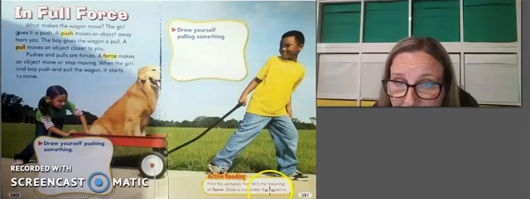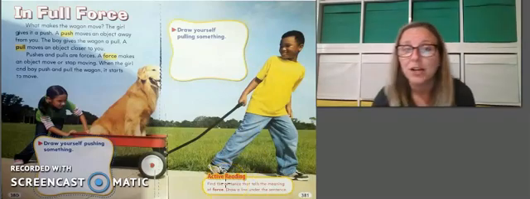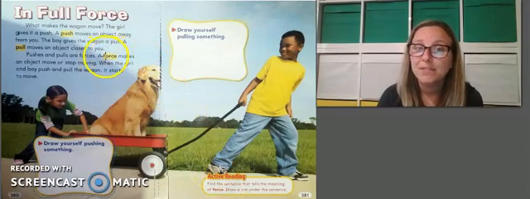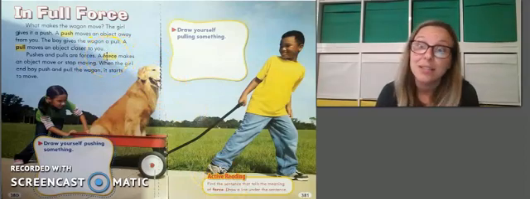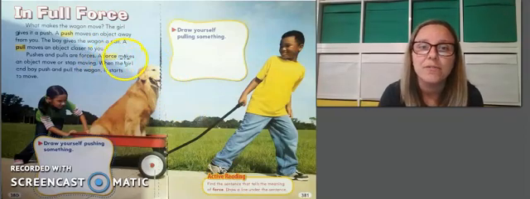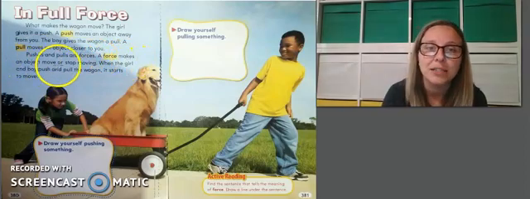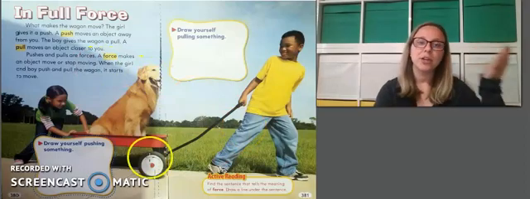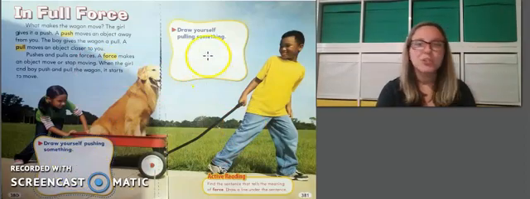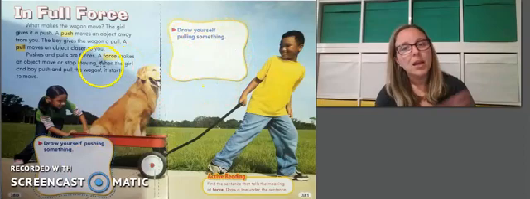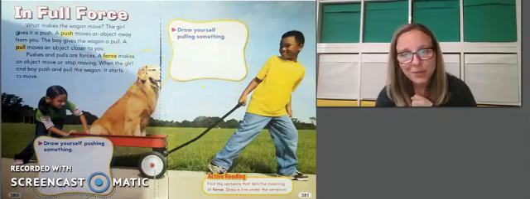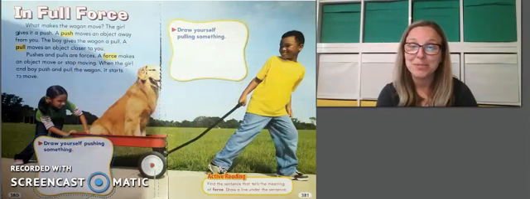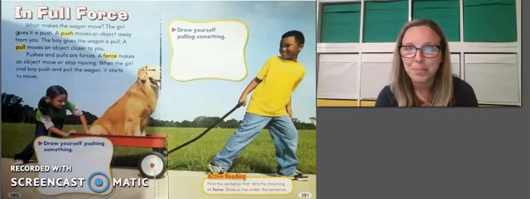And then it says, find the sentence that tells the meaning of force and draw a line under it. So where we see force highlighted, that's the sentence that tells the meaning of force. So you can underline a force makes an object move or stop moving. So go ahead and pause the video. Draw yourself pushing something here. Draw yourself pulling something there. Underline the definition of force. And then unpause and we'll move on to the next page.